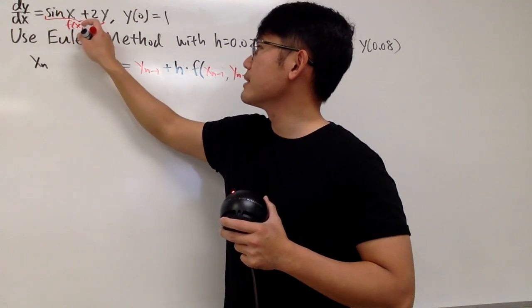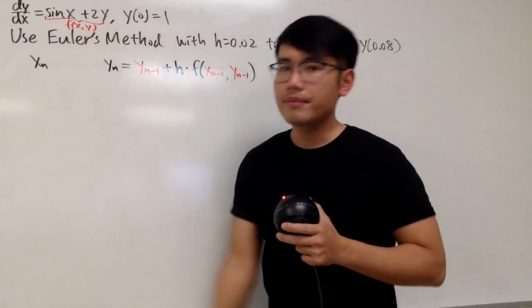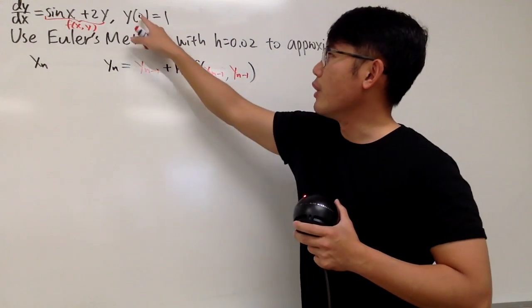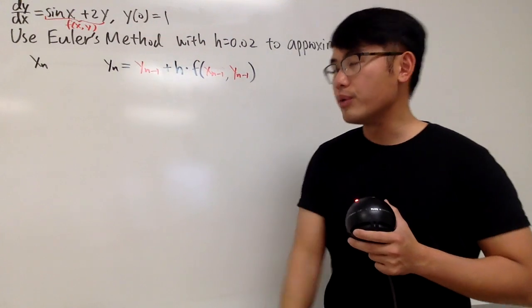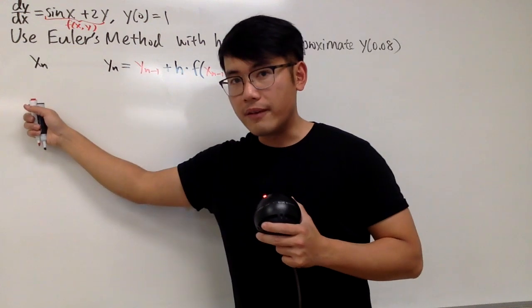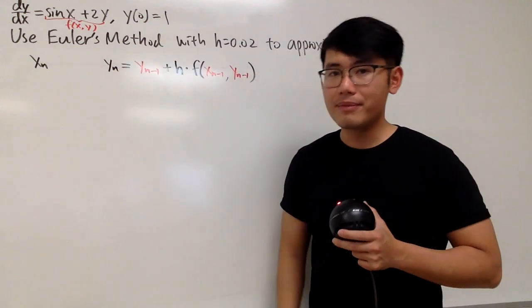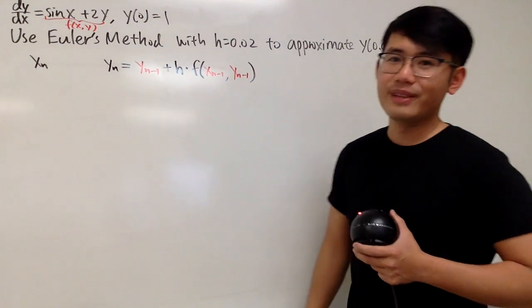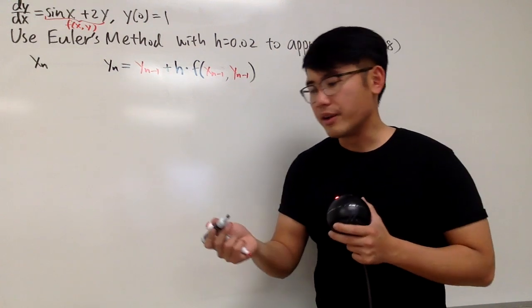So what this means is, you look back to your differential equation, the right-hand side is precisely your f of x, y, right? And of course, based on this, you know x0, the initial value, is 0 for x, and then the y will be 1 to begin with. And h is, of course, 0.02, right? So this right here is actually the setup.